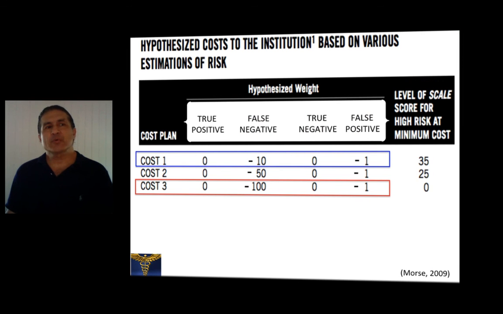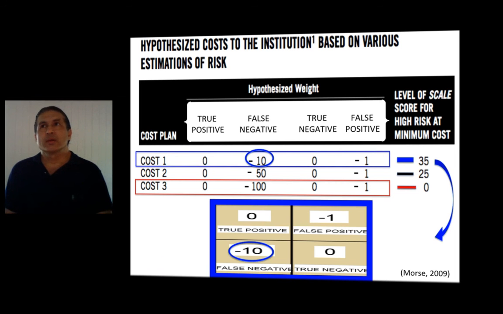This table shows operating costs for a fall risk program. The first row, labeled Cost 1, is in a blue rectangle. It is represented in this slide in a 2x2 table. The zeros are accurate predictions of falls and no falls. -10 is the operating cost of a false negative, a person not classified high risk who fell. -50 and -100 are higher costs. The last entry in each row is -1, which represents the cost for a client who screened high risk but didn't fall.